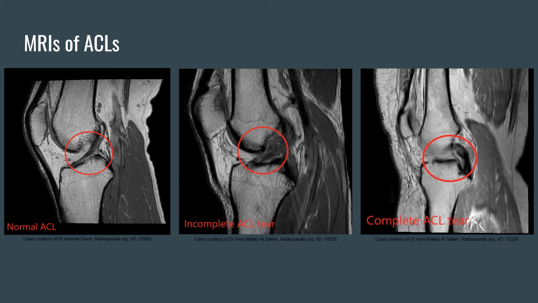So here are some examples of what a normal ACL would look like. As you can see, both the attachment, and then moving on, here's the incomplete ACL tear, right here, where you don't see the attachment to the femur, and then the complete ACL tear where you cannot really see it connected in any sort of fashion that it should be.